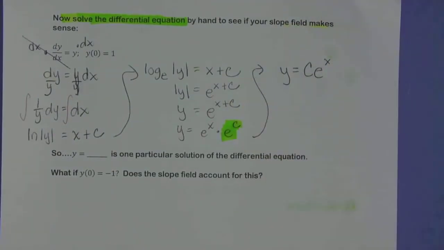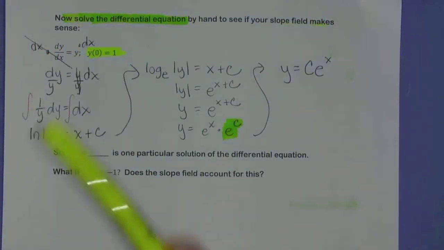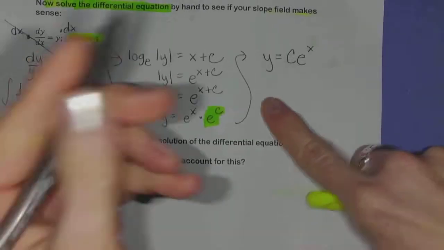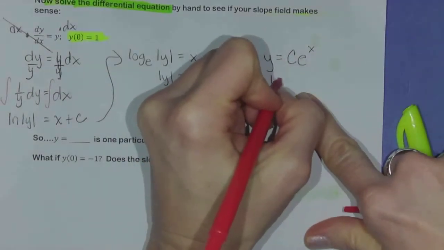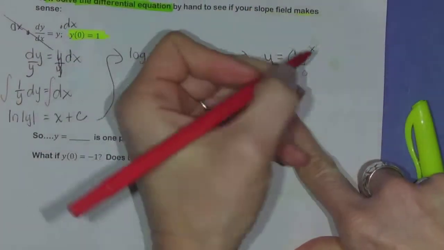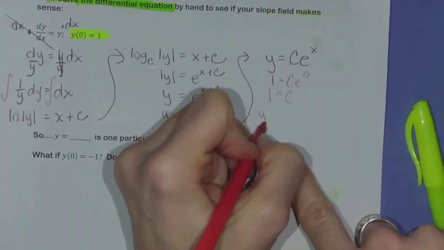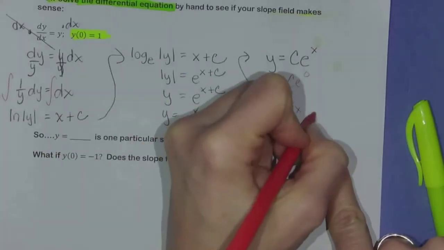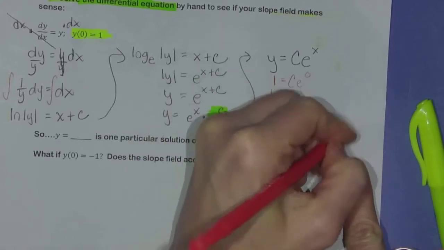Now let's get particular. Let's plug in (0, 1). So when x is 0, y is 1, and that's going to help us to find this c. So that'll be our last step. Let me change colors here. So y is 1 when x is 0. And since e to the 0 is 1, we have c equals 1. And so my final answer is y equals 1 e to the x, or simply y equals e to the x. Now, watch how cool this is.